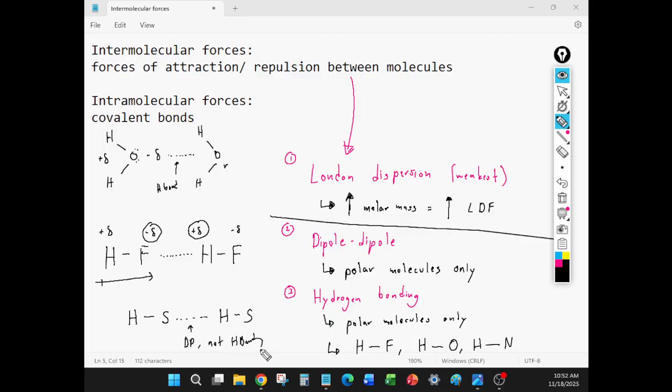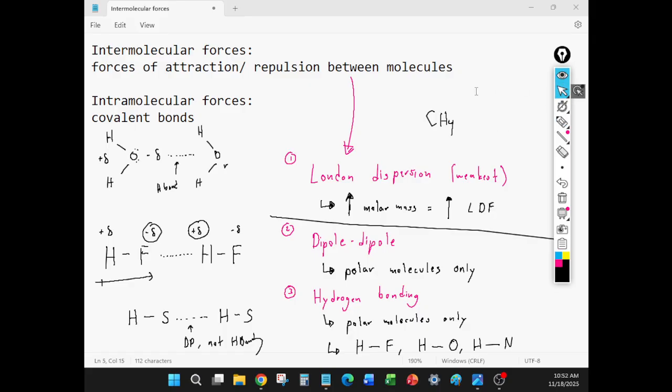So if one was a hydrogen bond, it would write all three. Correct. Exactly. Yeah. So water experiences London dispersion, dipole, and hydrogen bonding. HS experiences only London dispersion and dipole, and something like CH4 that's nonpolar, only London dispersion. Yeah, great way to break that down.